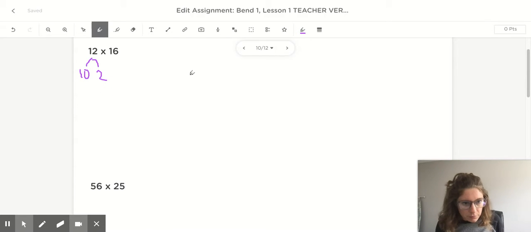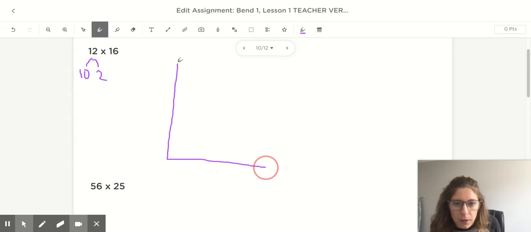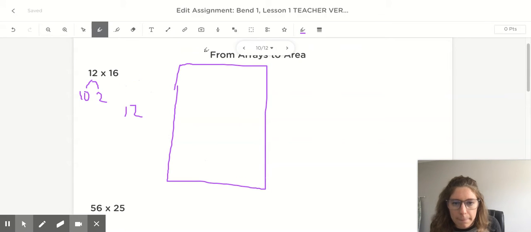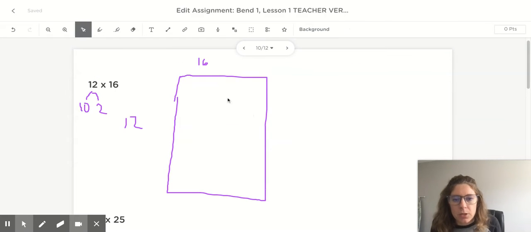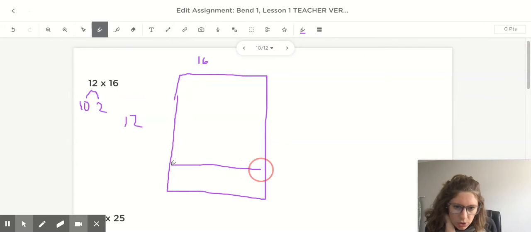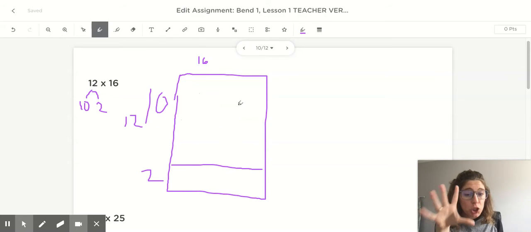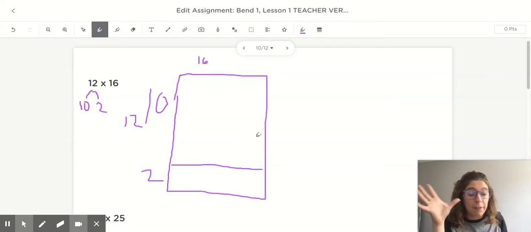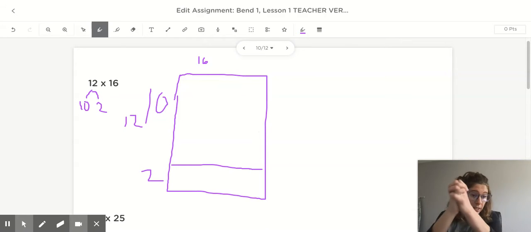So now my next step is to draw my model, my area model. So I'm going to draw my rectangle. I know this is a 12 by 16 array, and I chose to break up my 12 into 10 and 2. This section is 2, this section is 10. So now I have two smaller rectangles, and I need to find the area of each section, find the area of the small rectangles to help me find the area of the big rectangle.